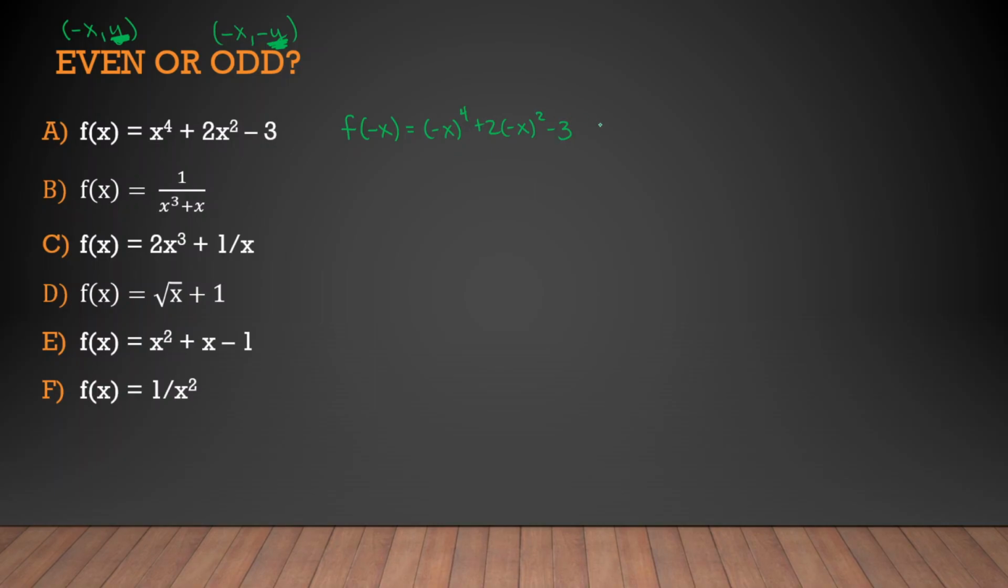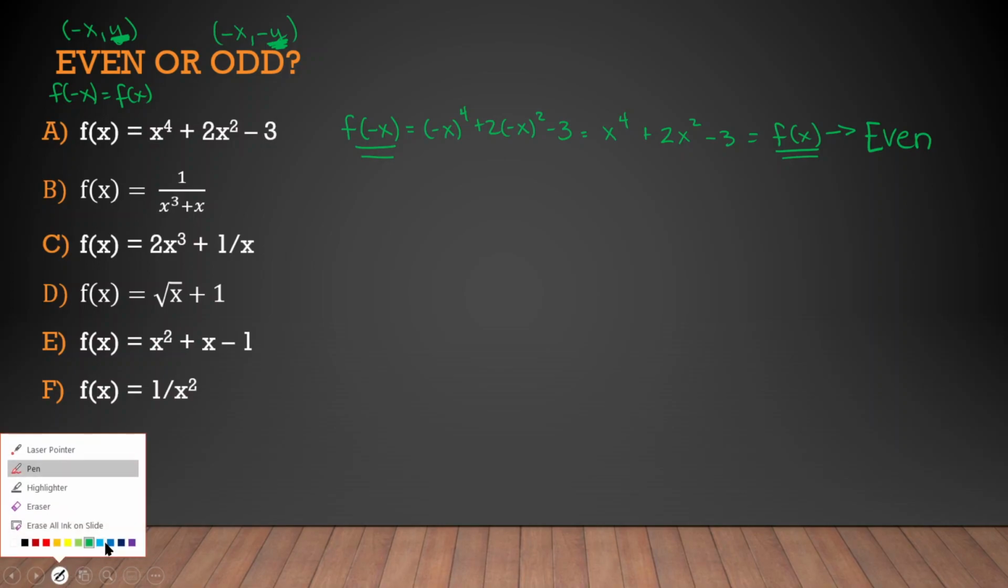Okay, and then we're going to simplify that. So if I take a negative to the 4th power, that'll make it positive. If I take a negative and I square it, that also makes it positive. And so what I ended up with is exactly what I started with. Okay, if these two things are equal, this means I am even. So even means f of negative x equals f of x.